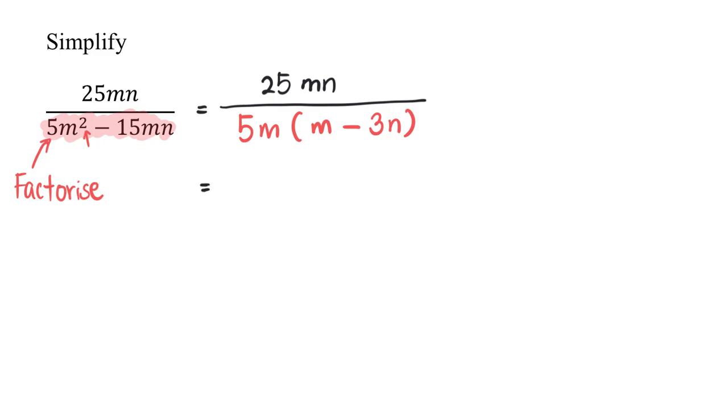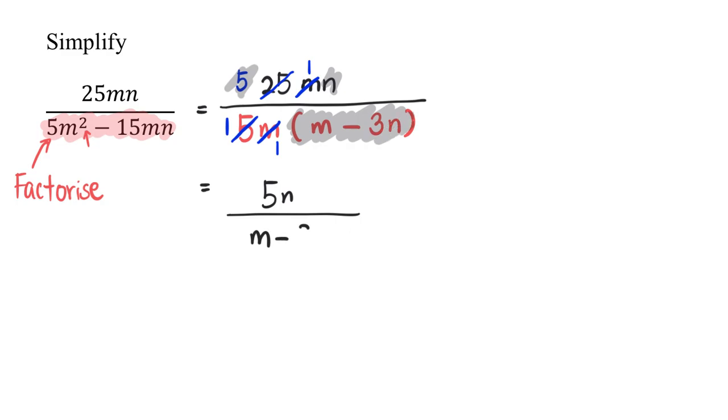And from here, you can then start the simplification by dividing by the same number or variable. So 25, I can divide by 5. This one will give me 5. This one will give me 1. Divide by m, left 1. Divide by m, left 1. And the final answer would then be 5n over this whole bracket. You can choose to write it as a bracket, or if not, this will suffice as well.